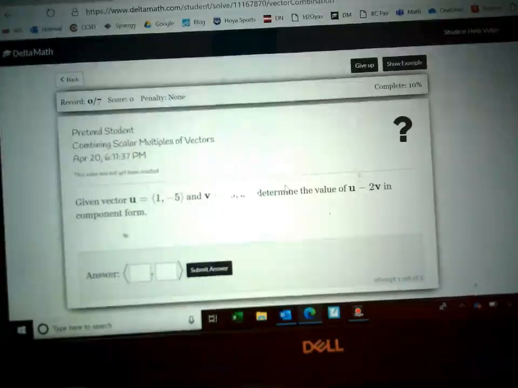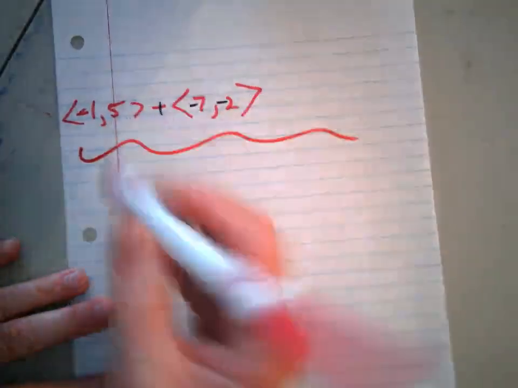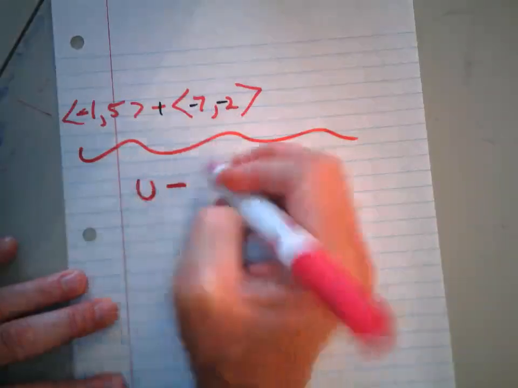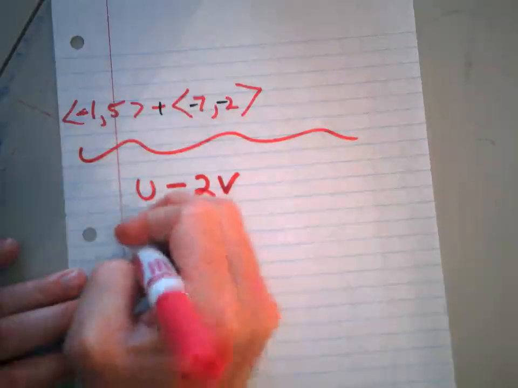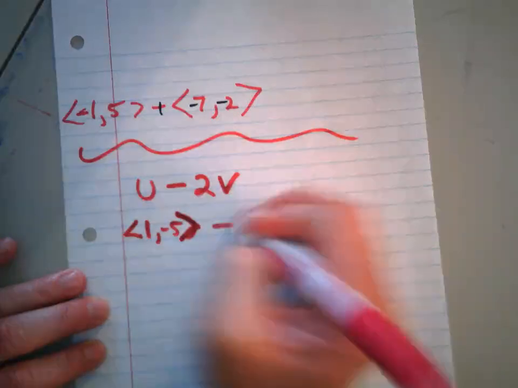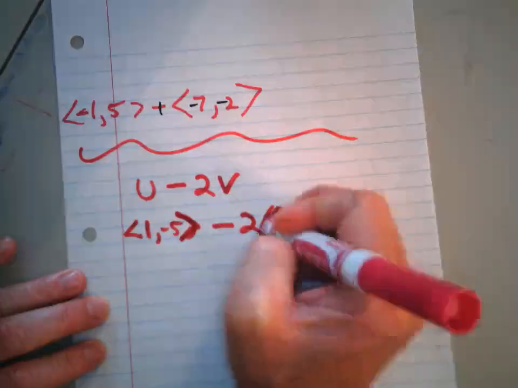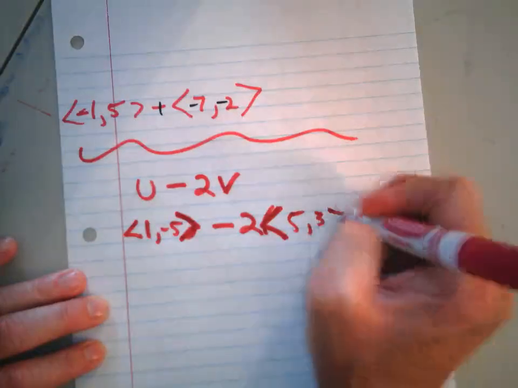I'm going to move over to paper at this point. This is that problem that we just did. So let me copy down that problem. Okay. So it's U minus 2 times V. And so the U vector is 1, negative 5. Oop, that's supposed to be a vector. Subtract 2 times the 5, 3 vector.